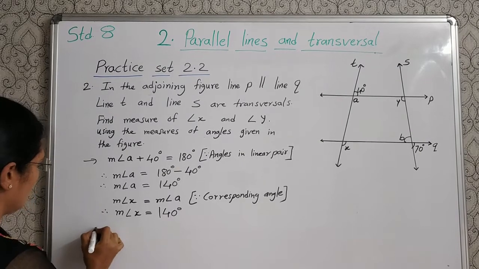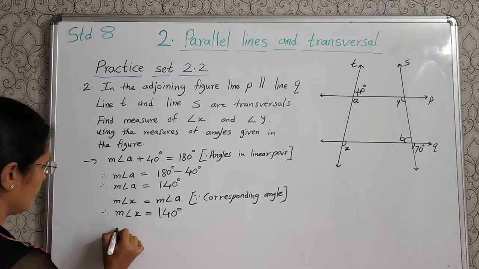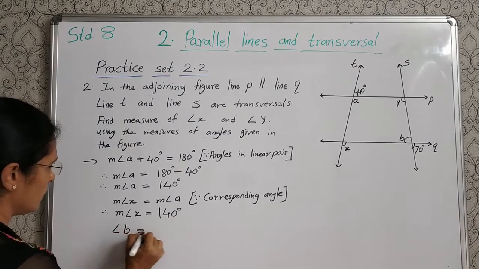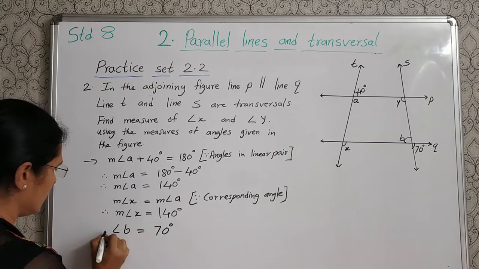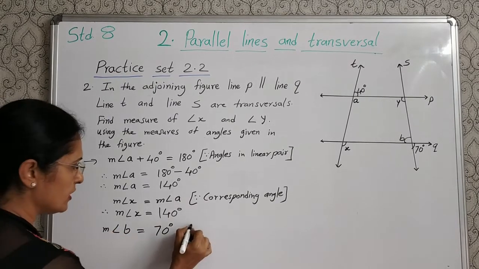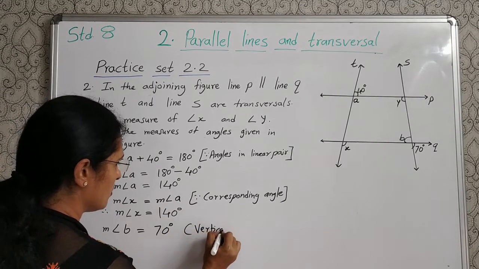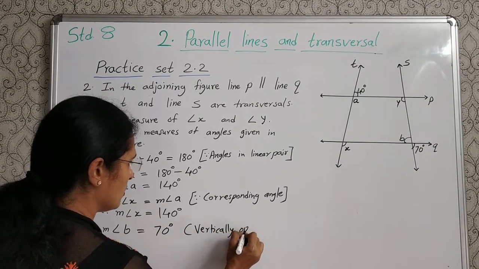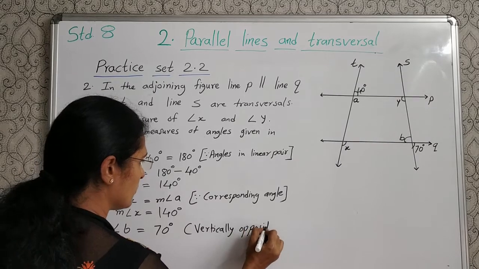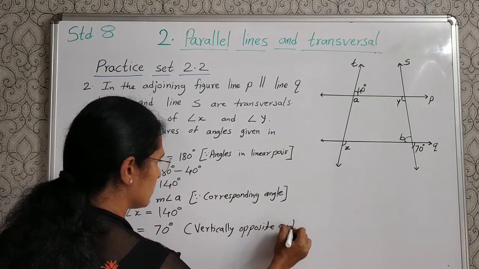Now angle B is equal to 70 degree. Measure angle B is equal to 70 degree. Write here the reason: vertically opposite angles.